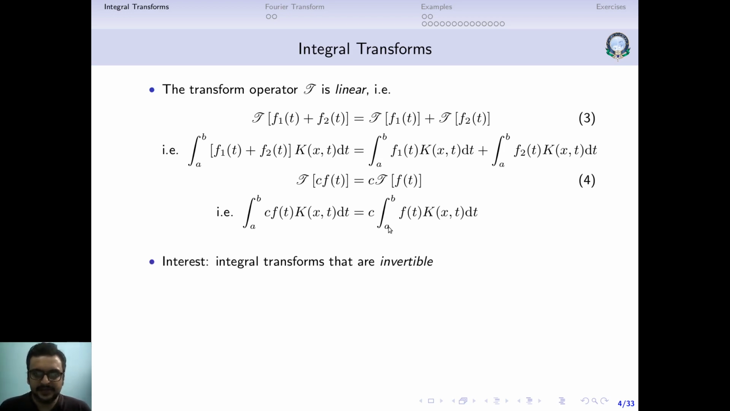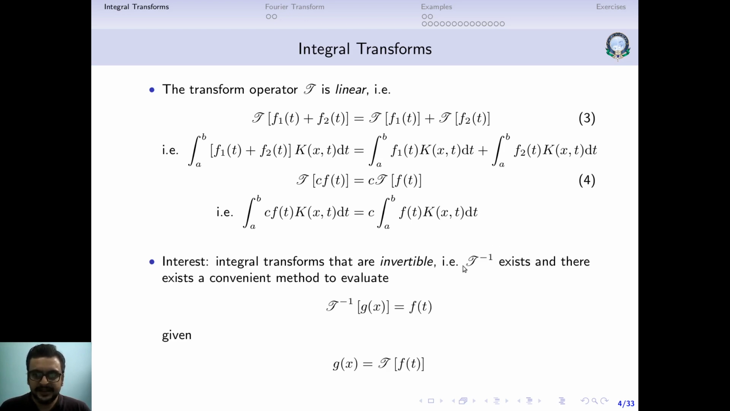Okay, now as you can see here, there are infinite combinations of values of A and B, and infinite different forms of this kernel function K. So what kind of integral transforms are we interested in? We are interested in integral transforms that are invertible. Okay, and what do I mean by that?